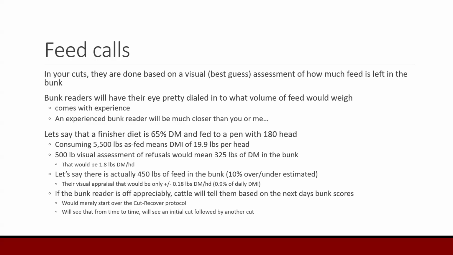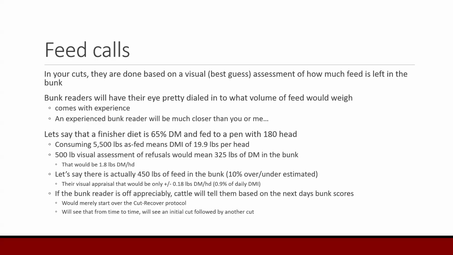Okay. So let's say instead of 500 pounds, there was actually 450. So we were off by 10%. We were off by 50 pounds. Okay. So that could be 10% over or underestimated. So based off that visual appraisal, if we do that math, that only amounts to plus or minus 0.18 pounds of dry matter per head. So only less than 1% of daily dry matter intake.